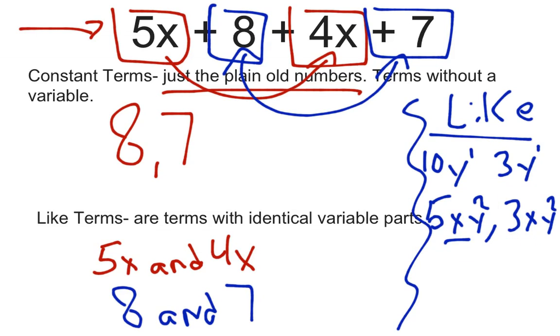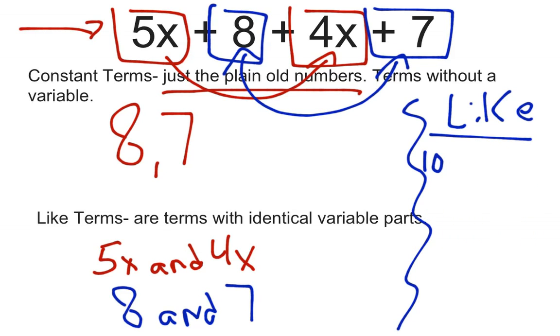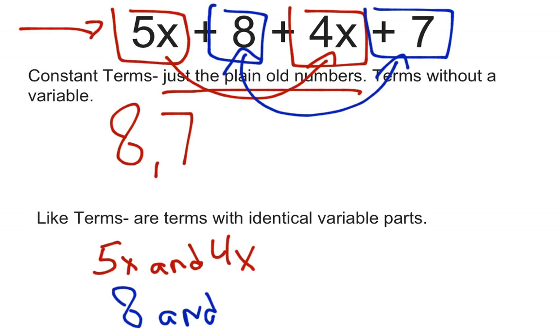Give me a second. Because now that we know what like terms are and what not like terms are, here's our next step. Going back to what we said like terms are: the 5x and the 4x, and then the 8 and the 7. What we can do now is this. This is where the simplifying part comes in. We are now going to simplify.